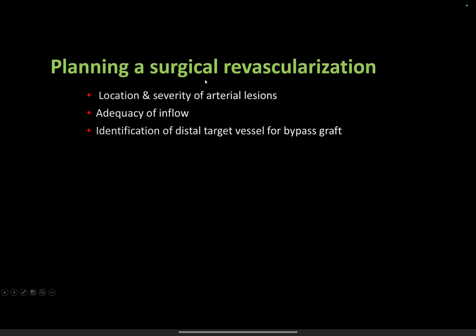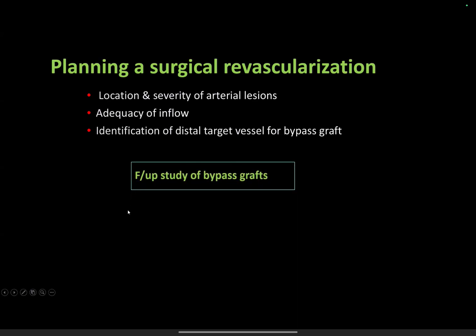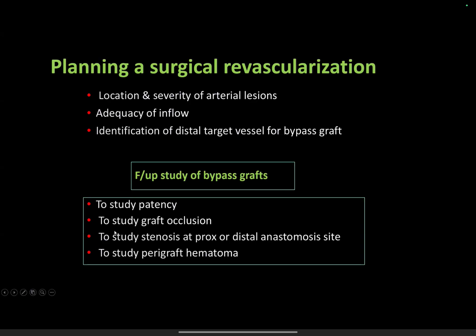It is also important for planning of surgical revascularization. We can detect the location and severity of the arterial lesion, we can calculate the adequacy of the inflow, and we can identify the distal target vessel for the bypass graft. These are the criteria we have to assess prior to surgical revascularization. And for post-op surgical grafts, we must see the patency of the graft, any graft occlusion, any stenosis at the proximal or distal anastomosis site, or any evidence of perigraft collection, seroma, or hematoma.